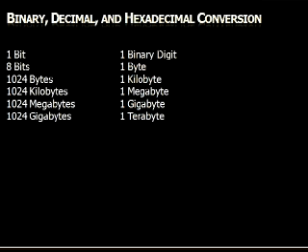So breaking down the basic categories of numeric values in the computer industry, 1 is a binary digit. Each of those makes a byte. There are 1,024 bytes in a kilobyte, 1,024 kilobytes in a megabyte, 1,024 megabytes in a gigabyte, and 1,024 gigabytes in a terabyte.